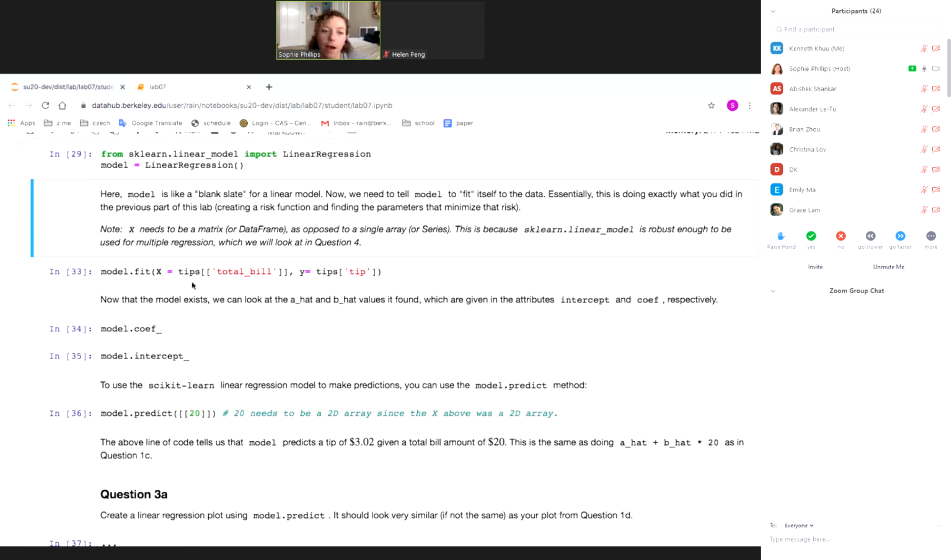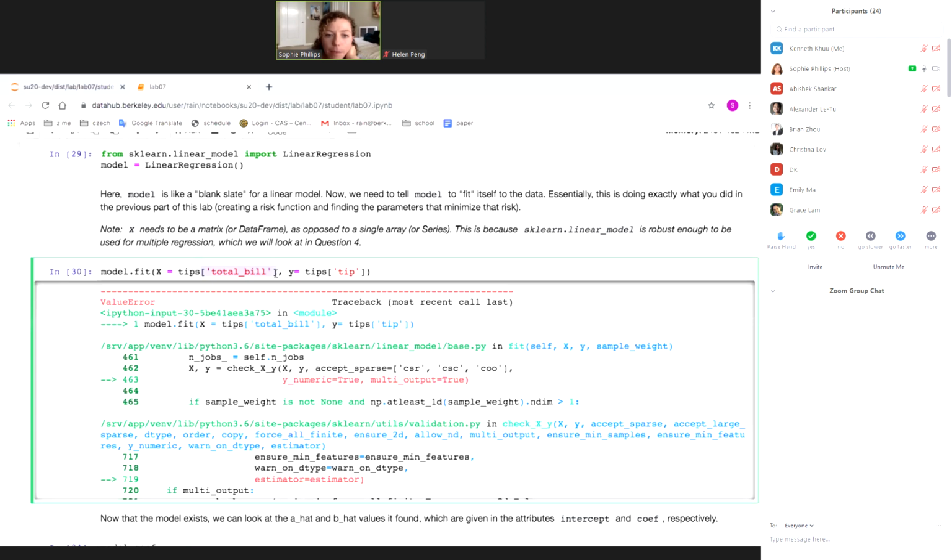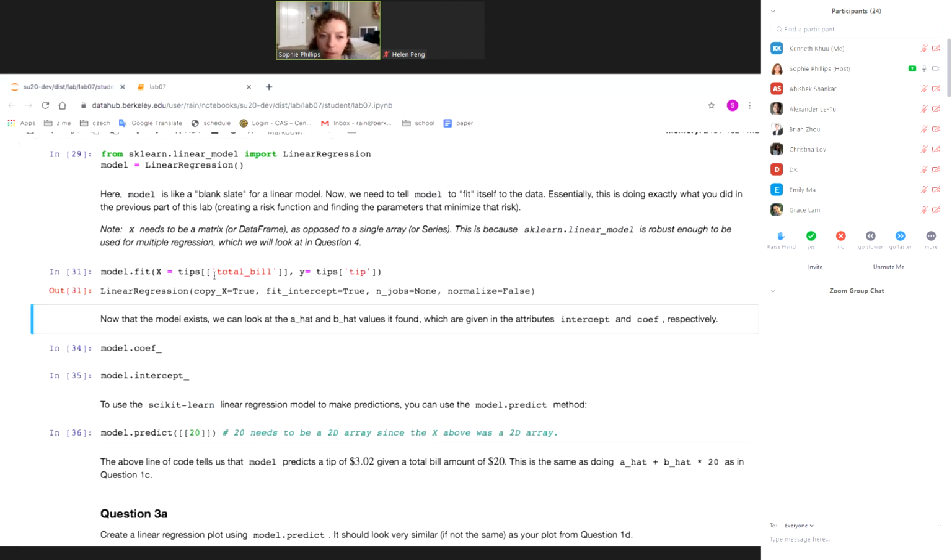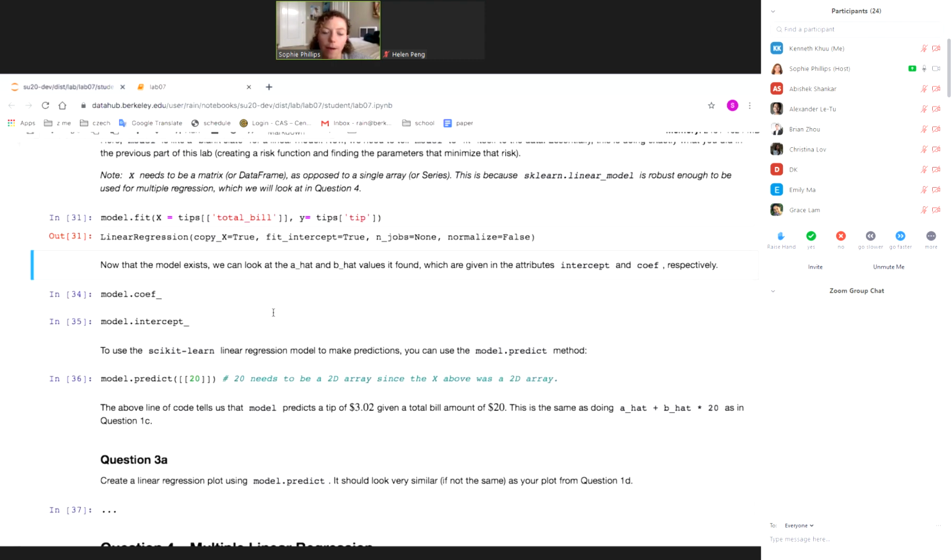Also note when you pass in the predictor data to fit to, that needs to be a matrix. So if you were to just pass in the tips total bill column, that would error, because it needs the predictor values to be in 2-dimensional or matrix form. You can do this by passing in the column name as a list, and that will subset to the total bill column as a data frame.